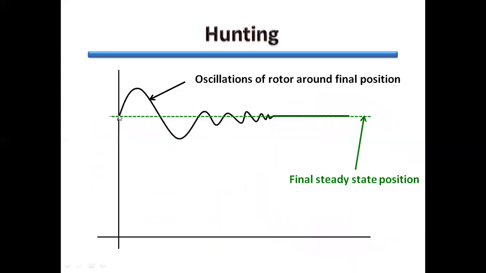So this is the graphical representation of oscillations. The final steady state position of rotor is this. X is time axis, remember. So before it settles down to this final steady state position, there are several oscillations of rotor to and fro.